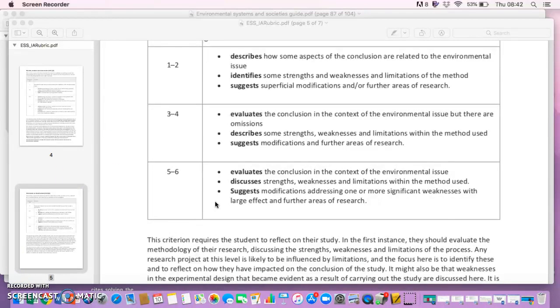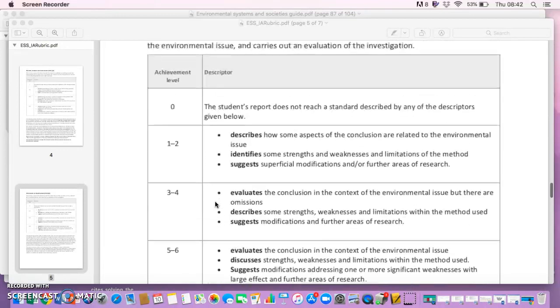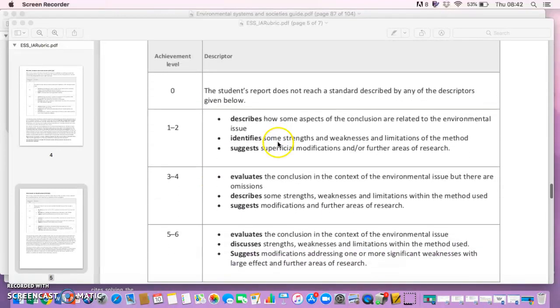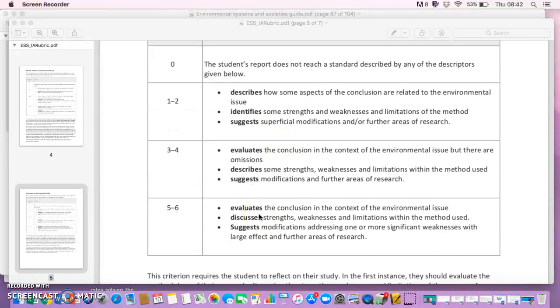So once we complete our results, analysis, and conclusion, then we get to this section, which is discussion and evaluation. So we're really trying to evaluate the conclusions that we've made in the context of that environmental issue. So when we're looking at this, if we're talking about nutrient pollution and dead zones, we are going to be needing to evaluate our data and what it means in that context. And it says discusses strengths, weaknesses, and limitations of the method used. This is extremely important. This is where we're looking at possible sources of error, something that might have caused your results to vary from the expected.